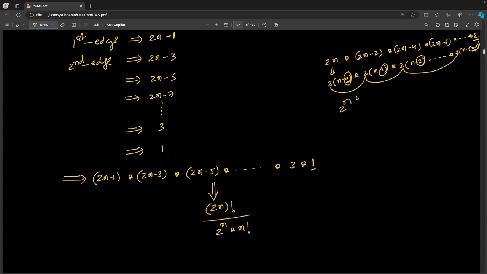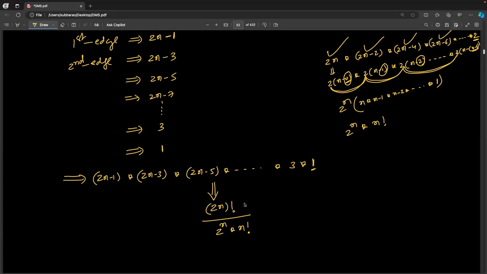Remaining all, if you observe, these are all multiplications only. There is no plus here. The remaining numbers, n into n minus 1 into n minus 2 and so on down to 1, became n factorial. So 2 power n into n factorial. Are you okay with this? This is only for even numbers.